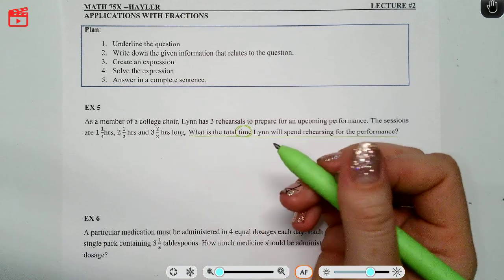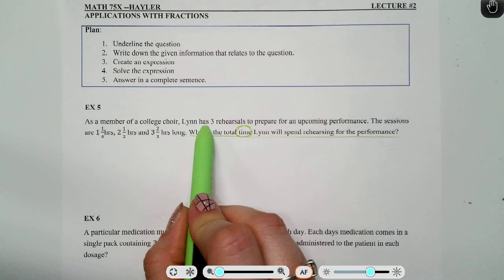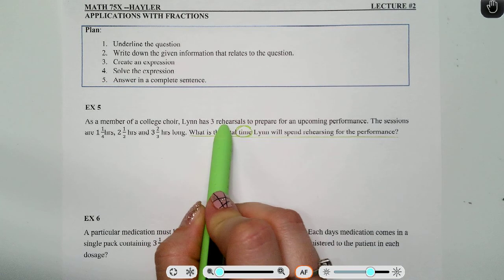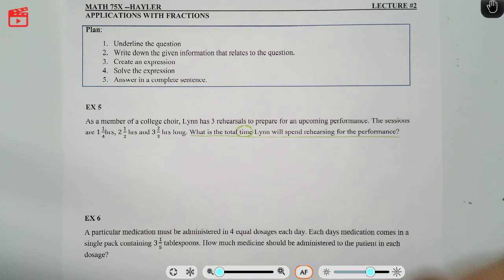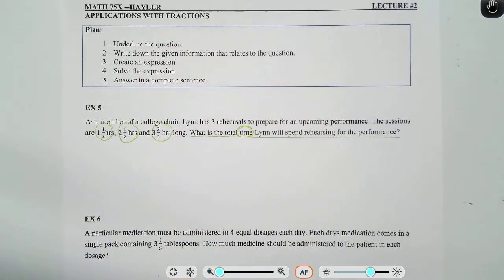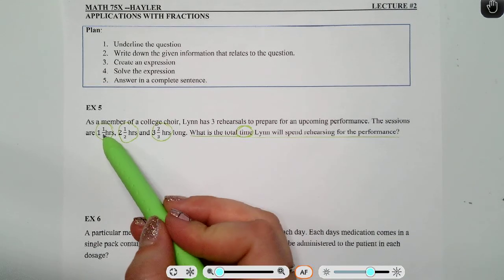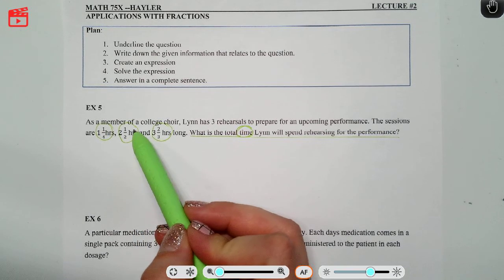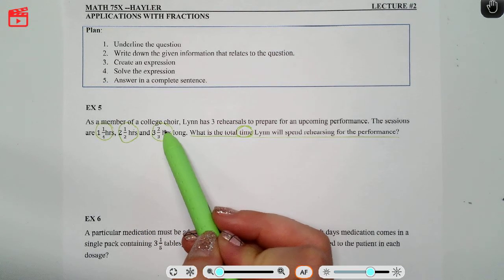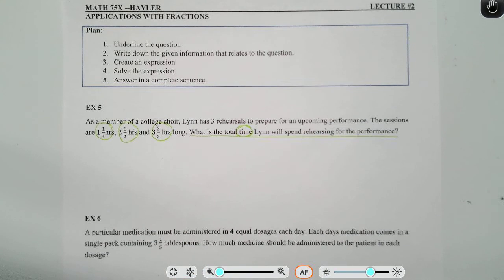Okay? So what is the information that has to do with time? Well, we're not going to take the 3 rehearsals because that doesn't have to do with time. The items that do have to do with time are this number, and this number. Okay? So we want to know the total amount of time. So if she spends this much time on one, and then this much time, and this much time, we'll get the total. So that means we're going to add up all of the fractions to find out the total.